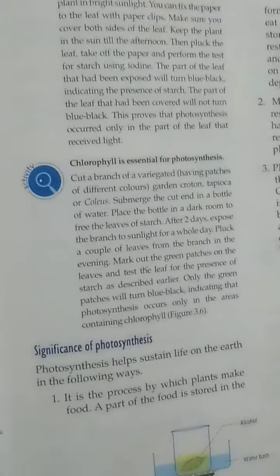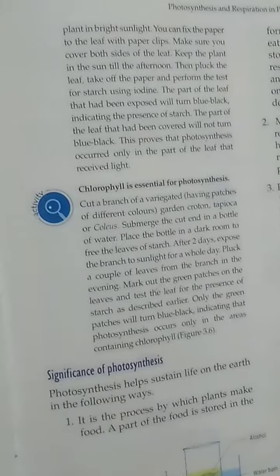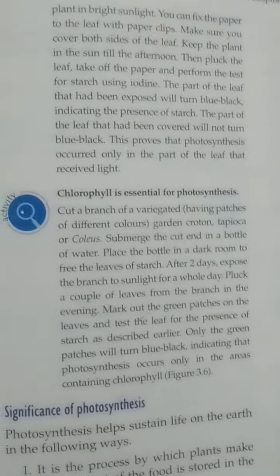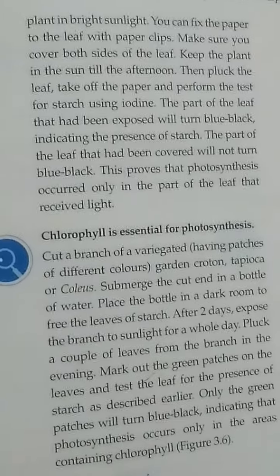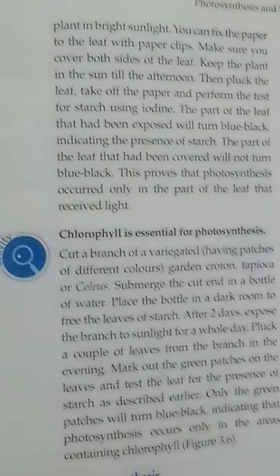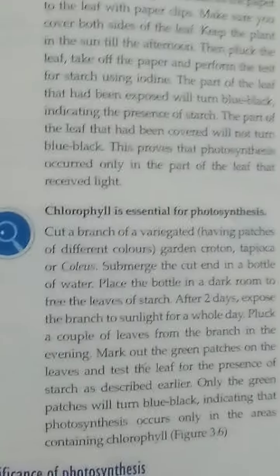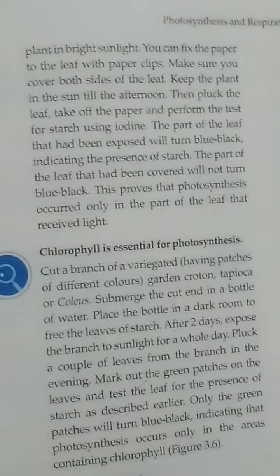Then we pluck the leaf, take off the paper, and perform the iodine test, which means we test whether starch is formed in the leaf or not. We put some drops of iodine on the leaf. Then we will see that the part which is exposed to sunlight, which is not covered with black paper, will turn blue black, because in that part chlorophyll is present, and that part is also exposed to sunlight.